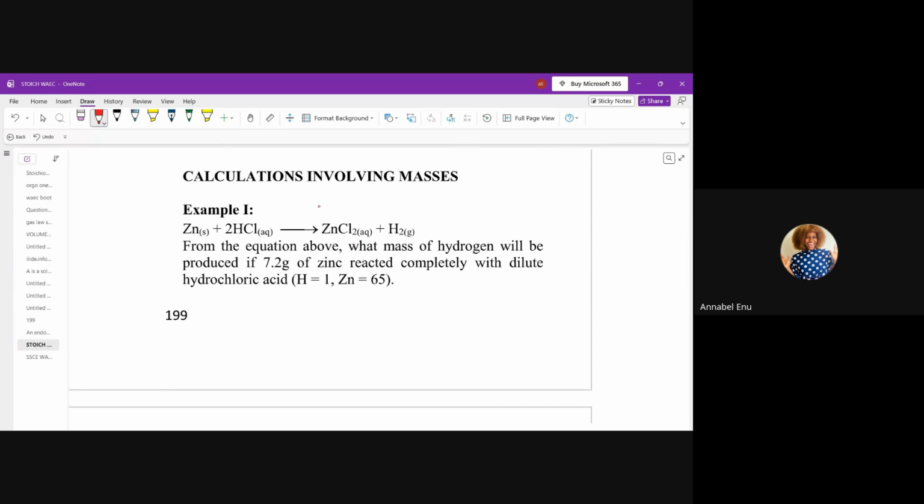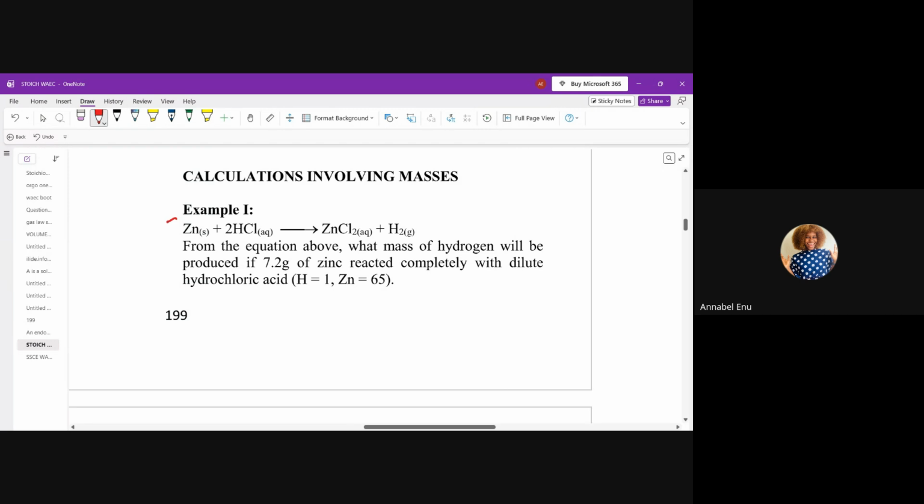Now we have this example here with us. The question says, from the equation above, what mass of hydrogen will be produced if 7.2 gram of zinc reacted completely with dilute hydrochloric acid. And remember from our last class, I said that the first thing to do in questions like this is to have our balanced chemical equation. Since this kind of question involves one thing reacting with another, we have to have a balanced equation so that we would know what we are doing.